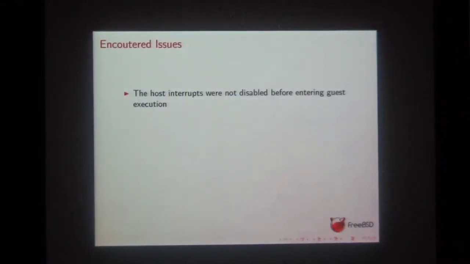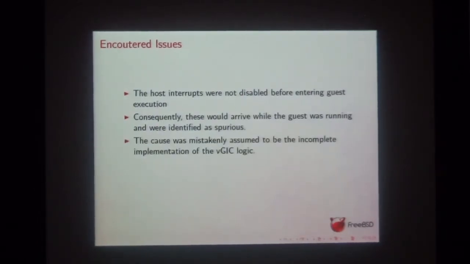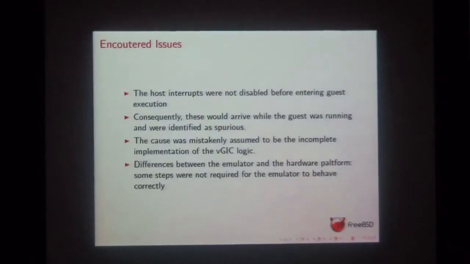What issues have we encountered? One of the hardest things to get right was the fact that the host interrupts were not disabled before entering guest execution. They would arrive while the guest was running, and the generic interrupt controller of the guest didn't know where they came from, and the guest was considering these interrupts spurious. And of course, at the beginning we mistakenly assumed that we had an incomplete implementation of the virtual GIC. The last one was the differences between the emulator and the hardware platform. Some steps were not required on the emulator, so things just worked in there, but on the hardware platform they didn't work.